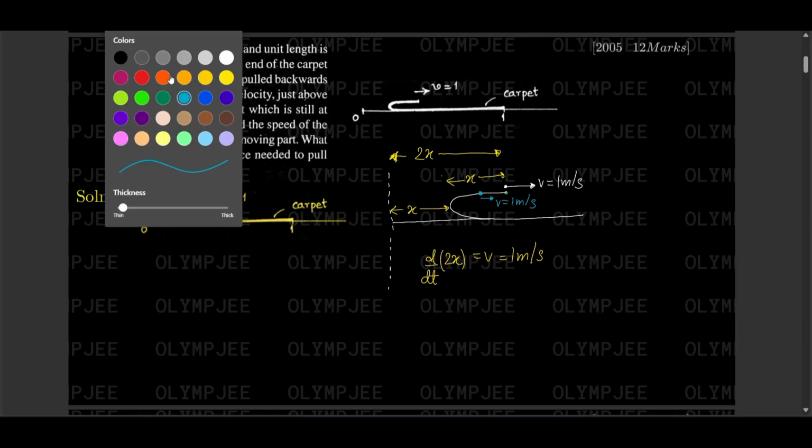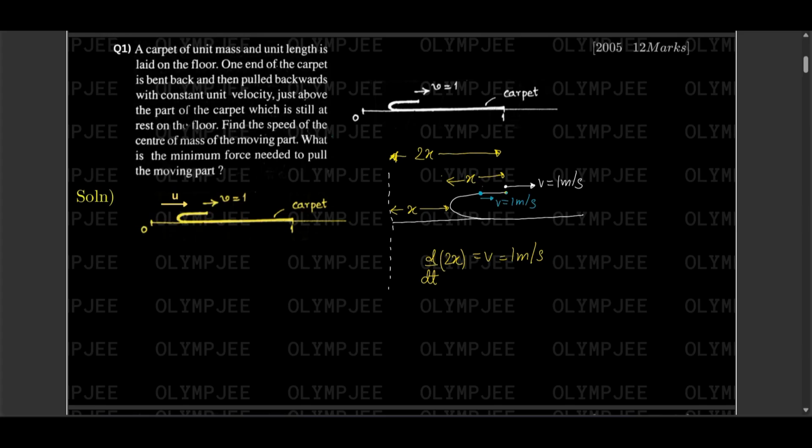But the center of mass is not a material point. Remember, the center of mass just tells us about the average parameters of the body, right? It is not a material point present on the carpet. So the center of mass will be located at a distance of x plus x by 2, right? But it won't be a material point, because the material point at x plus x by 2, which is 3x by 2, will be moving with 1 meter per second.